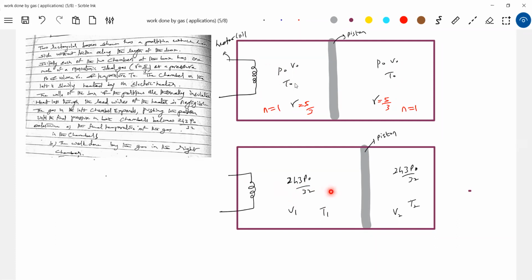So it will expand. So what process? Pressure constant? No. Volume constant? No. Temperature constant? No. What process can it be? Anybody? Isobaric, sir. Adiabatic, sir. Okay, isobaric. In an isobaric process, what happens to pressure? Pressure changes from P naught to 243 P naught by 32. Somebody said adiabatic. In an adiabatic process, heat is not absorbed, but here the heater coil supplies heat.